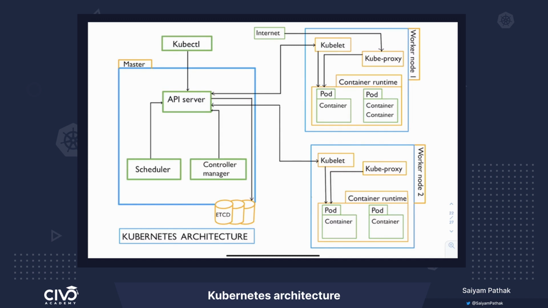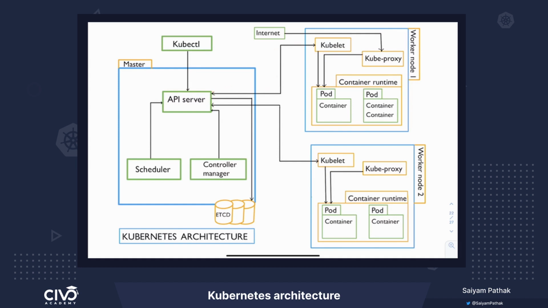Now on the worker node side, the main component is Kubelet. Kubelet will keep on asking the API server whether it has some workload to run. As soon as the scheduler says this workload has to run on node 1, the API server will inform the Kubelet that it needs to run this workload.